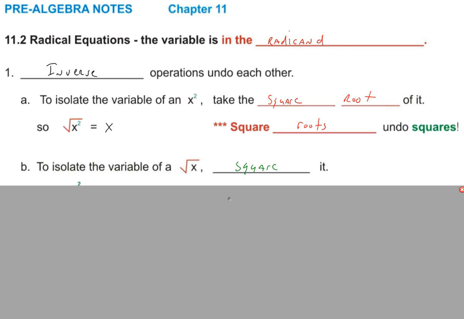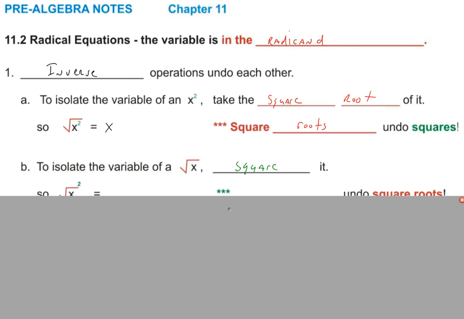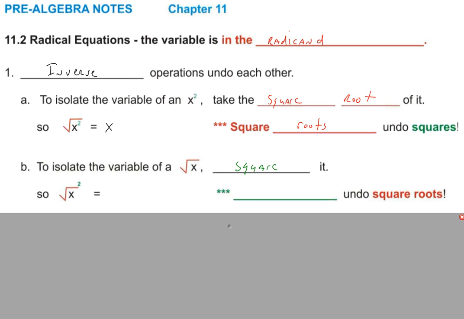So square roots undo squares, and squares undo square roots. They're inverses of each other. So you can see here on B, I have a square root of x, but I've squared the square root of x. So the green squared undoes the red square root symbol, and the reality is you get to x.